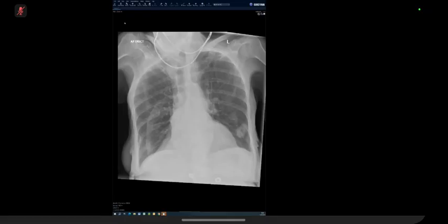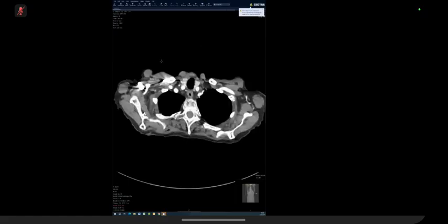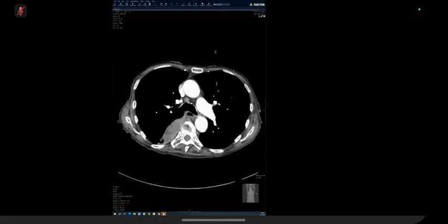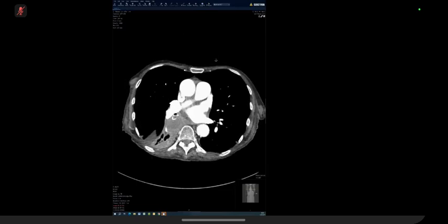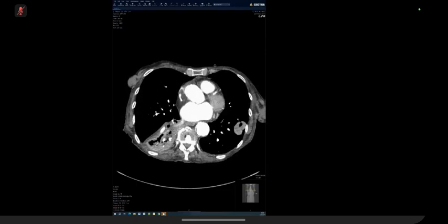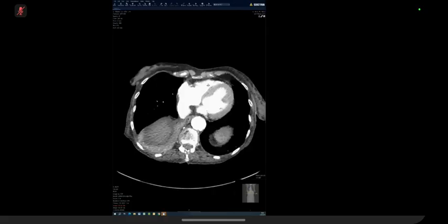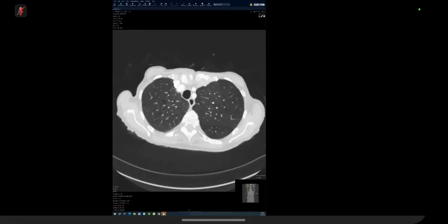So we'll do this case again once you've finished with it. You said you wanted a CT, a CT chest, and you wanted an arterial phase. So I'm going to scroll it. Okay. I'm going to give you a lung window as well.